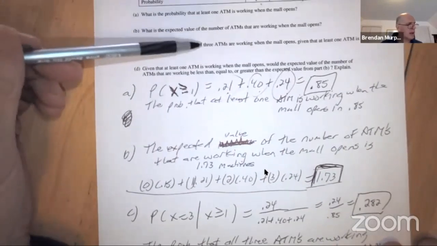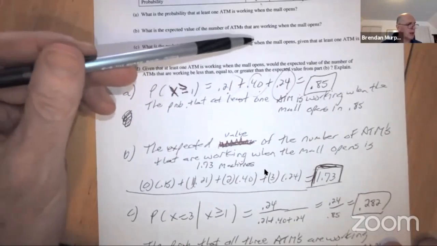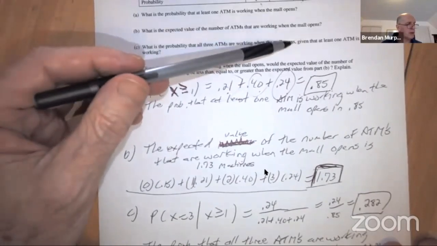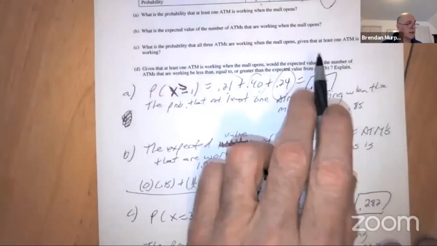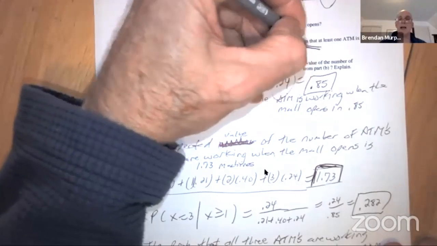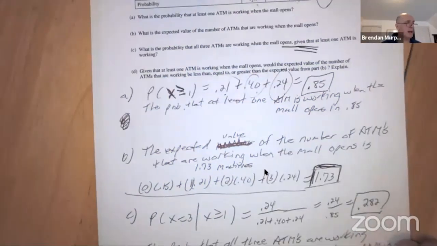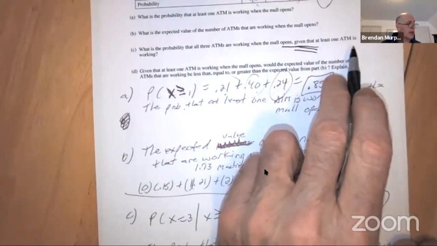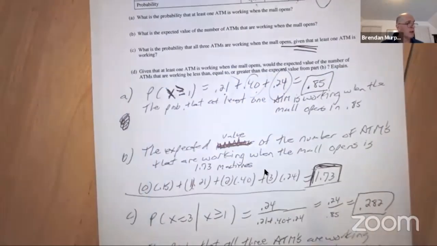What is the probability that all 3 ATMs are working when the mall opens? So all 3 are working. Given that, well, boy, that sounds like that conditional probability that we talked about Monday, doesn't it? That's my red flag right there. Given that at least one ATM is working.